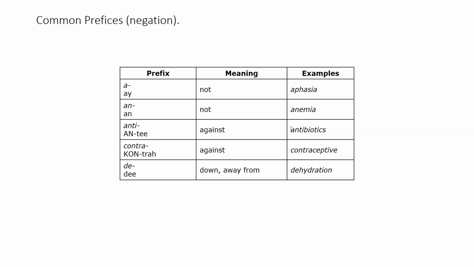Anti means against, so an antibiotic is against a living thing, not you, but typically bacteria or viruses, or possibly a fungus or a parasite, but usually referring to microbes. Contra also means against, so a contraceptive is against conception, against conceiving a child. De means down or away. We saw this in dehydration. It is a low level of water.